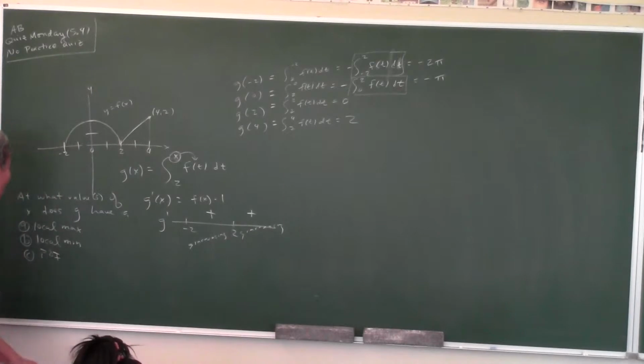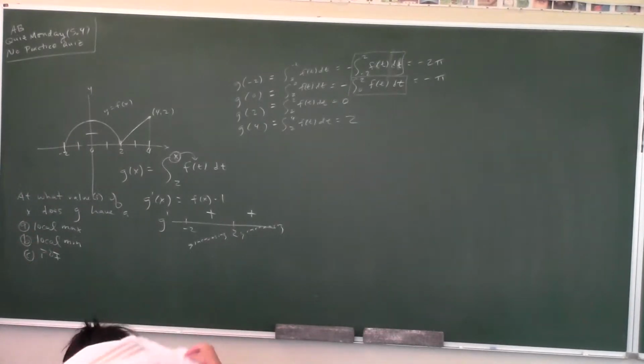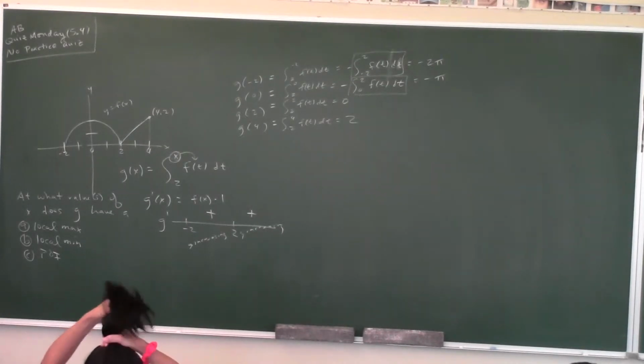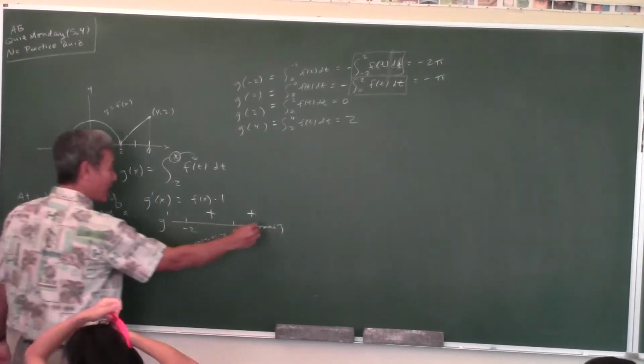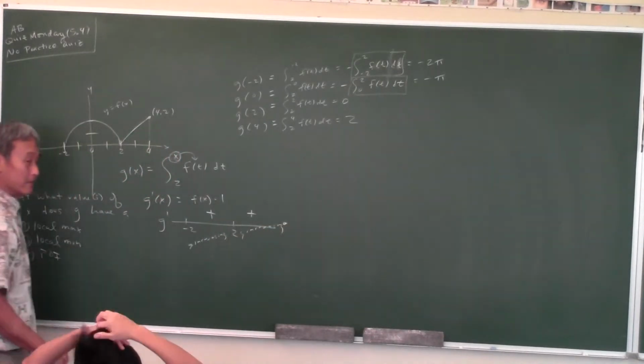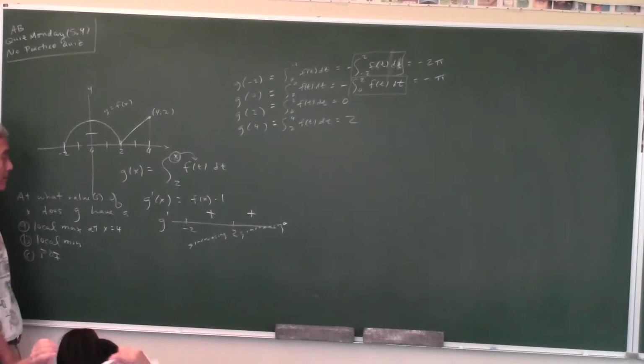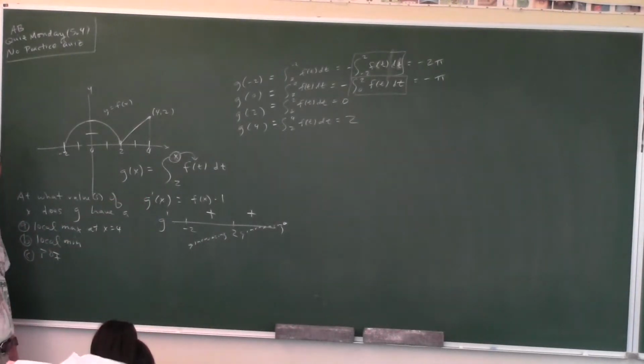So, where do you have a local maximum? Is 2 a local maximum? Is it a min? No. So where do you have the local maximum? At the end point, right there, at 4. So local max at x equals 4. In fact, we can clearly see that that's going to be the absolute maximum, right?